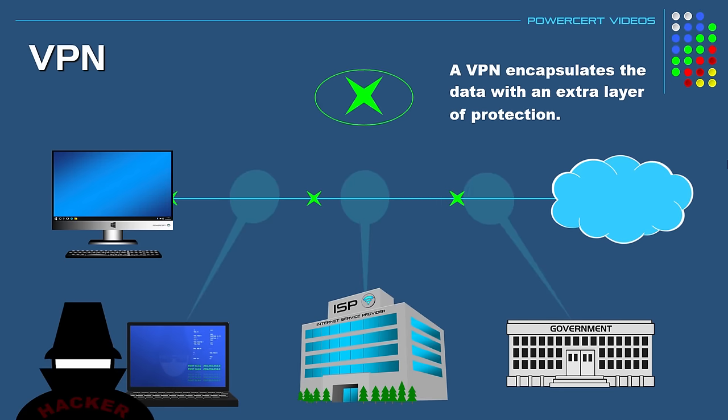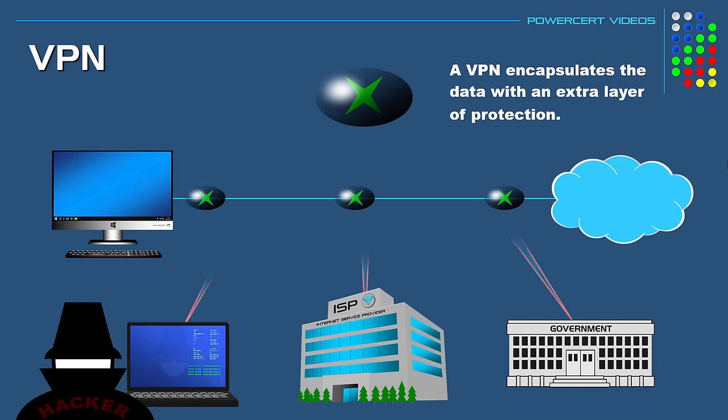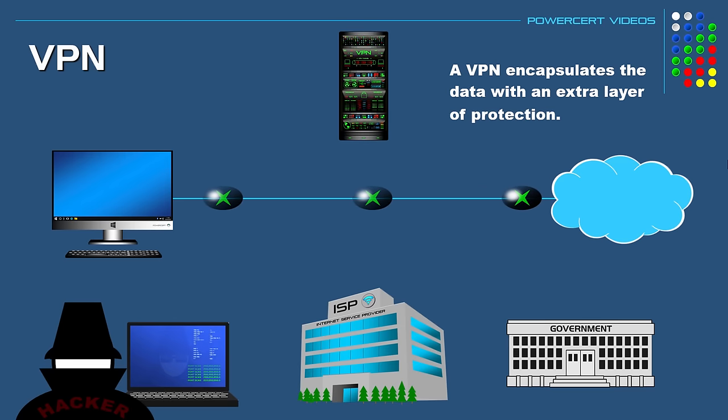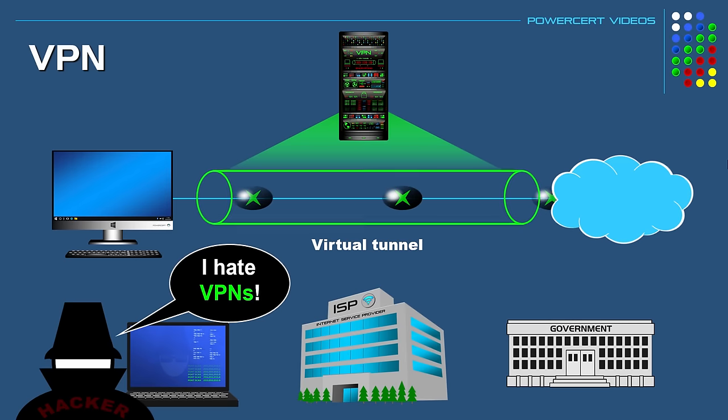A VPN will encapsulate each data packet by adding an extra layer of protection to each one, which is known as tunneling. This extra layer adds a layer of protection to ensure your data is secure and kept private as it travels across the internet in a virtual tunnel. So any activity that you do on the internet, such as visiting web pages or transferring files, the data is encrypted and kept private when using a VPN.